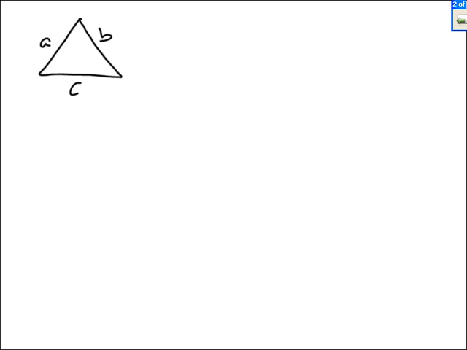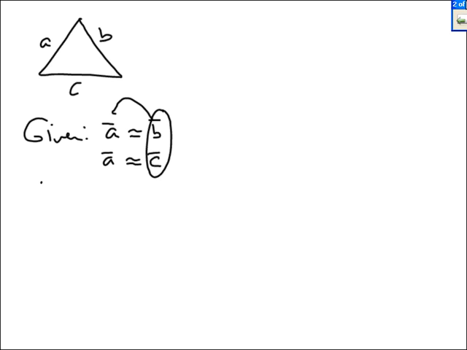Lengths A, B, and C. If you are given that line segment A is congruent to line segment B, and line segment A is also congruent to line segment C, that is, both of these line segments are congruent to A, you're being asked to prove that line segment B, not angle, is congruent to line segment C. And the reason is just going to follow from the transitive law.